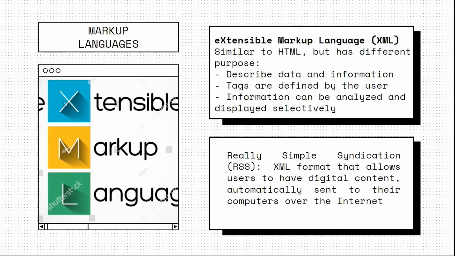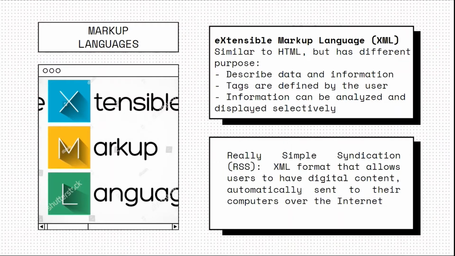XML is extensible, which means the text used to describe and display data are defined by the user, whereas in HTML the texts are limited and predefined. XML can also transform information into new formats. With XML, information can be analyzed and displayed selectively, making it a more powerful alternative to HTML.